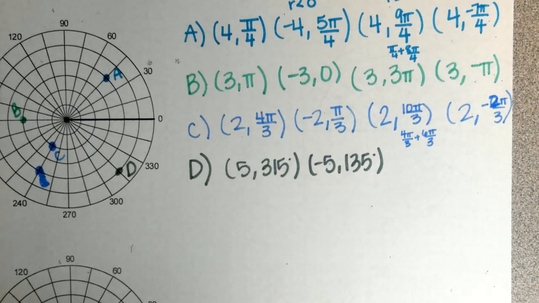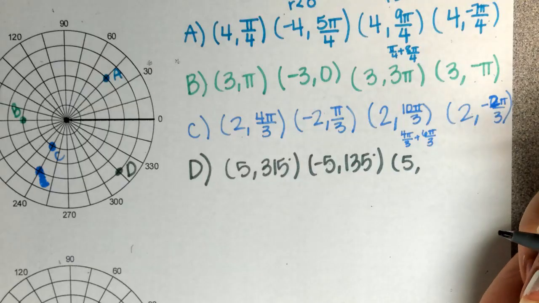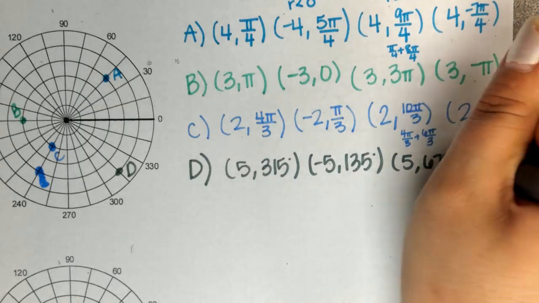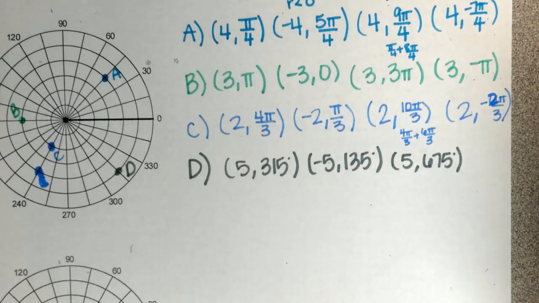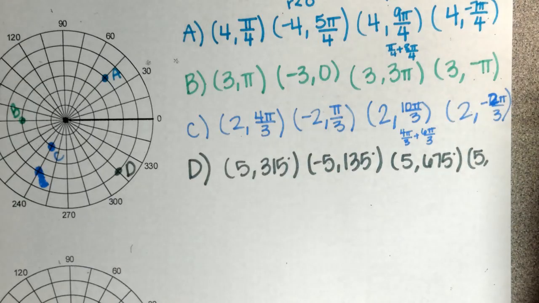All right, what about next? What are you going to do next? Or you're going to add 360, same thing, which will give you, louder? 675. 600. And then if you subtract 360, what do you get?